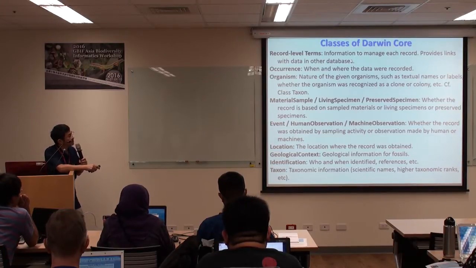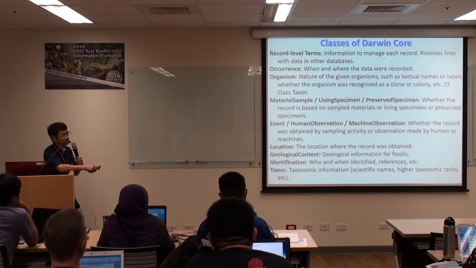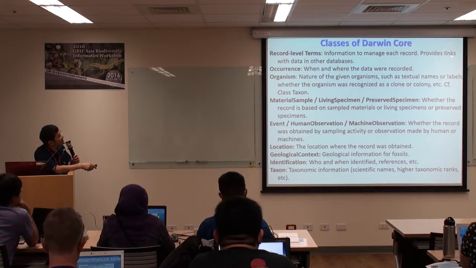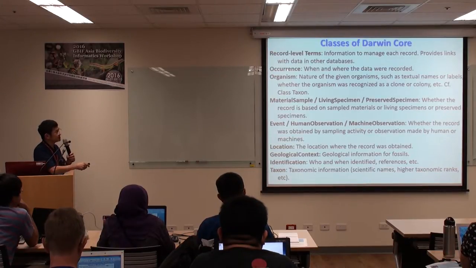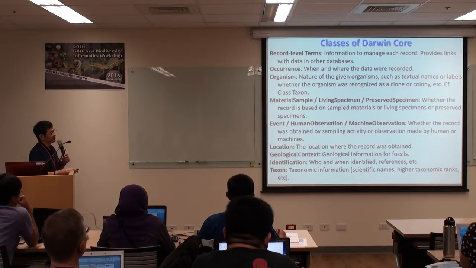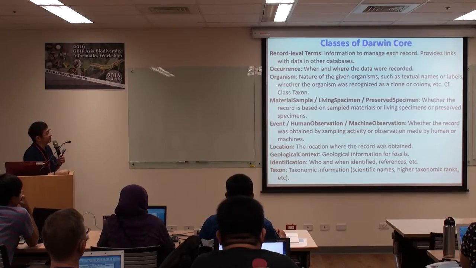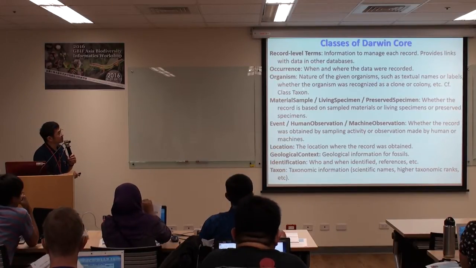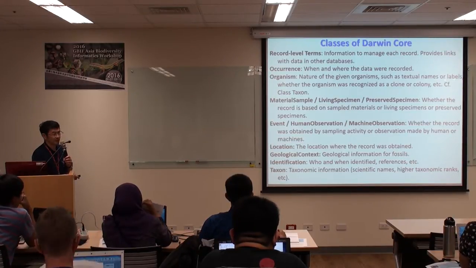This is about the information to manage each record. A record is a set of fields to describe a single set of data, and it provides links with other data in other databases. Occurrence is about when and where the data was recorded. Organism is about the organism itself, the nature of the given organism, such as textual names or labels, or whether the organism was recognized as a clone or colony, and so on.